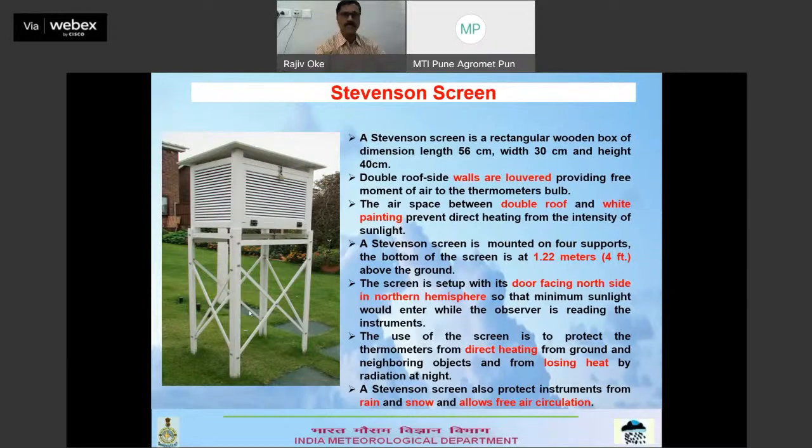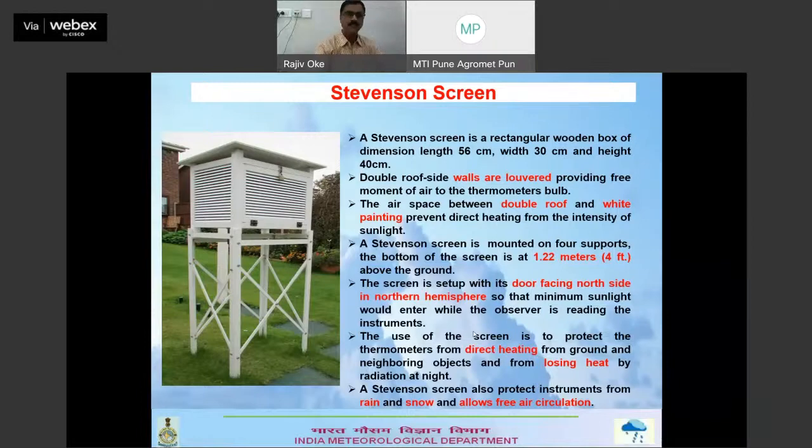The screen is set up such that the door faces north in the northern hemisphere, so that sunlight is prevented and does not directly fall on your thermometers. It is made such that the door will always open to the opposite side of the sun. The use of the screen is to protect the thermometers from direct heating from the ground.